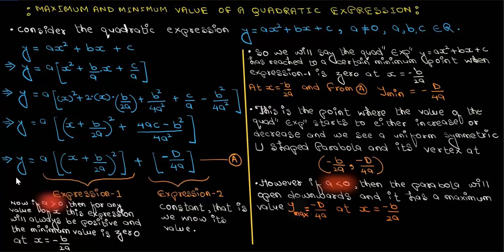This polynomial will have the maximum value minus D by 4a at x equal to minus b by 2a. If x equals minus b by 2a, expression 1 becomes 0 and we are left with y equal to minus D by 4a. When a is smaller than 0, this value of y becomes the maximum value of the polynomial, which is minus D by 4a at x equal to minus b by 2a. So this is how we understood the maximum and minimum value through algebra.